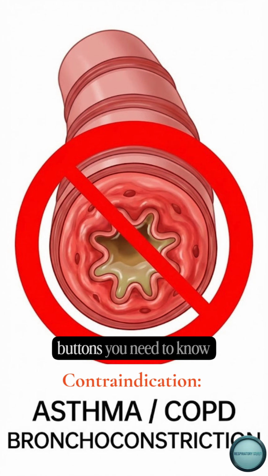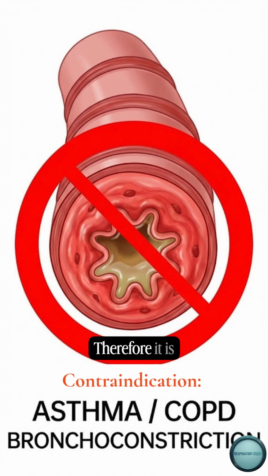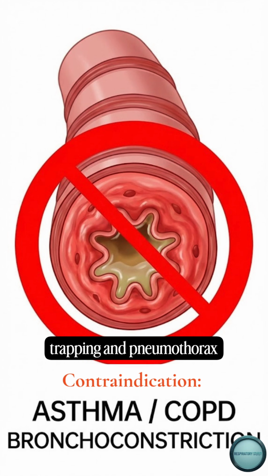Before you go pressing buttons, you need to know who this mode will kill. APRV is an open lung strategy. It relies on a quick release of gas. Therefore, it is contraindicated in patients with high airway resistance, like severe asthma or end-stage COPD. If their airways are tight, that 0.5 second release isn't long enough. You will cause massive air trapping and a pneumothorax.